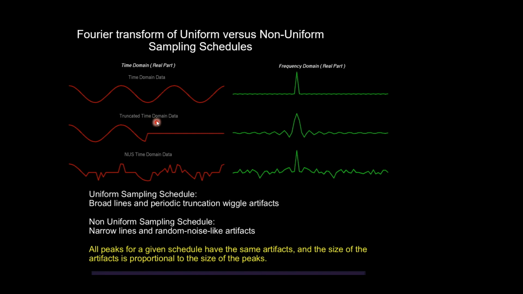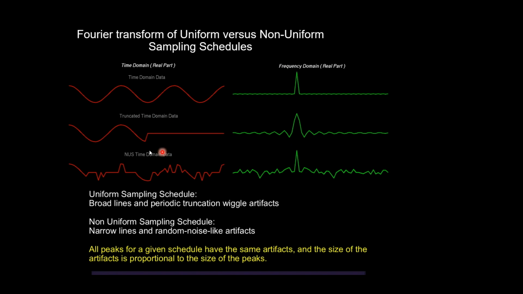In the conventional circumstance, which is what we live with in most cases, we have a uniformly sampled sampling scheme that's truncated after a certain amount of time. When we have a sampling scheme like this, we get artificially broad-looking lines and these regular truncation artifacts.